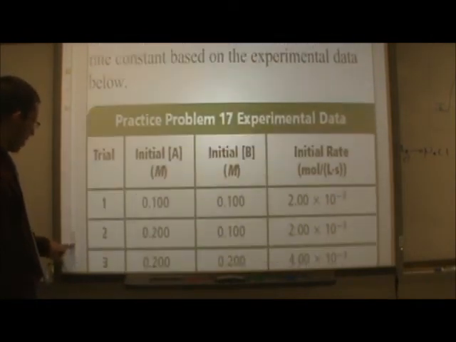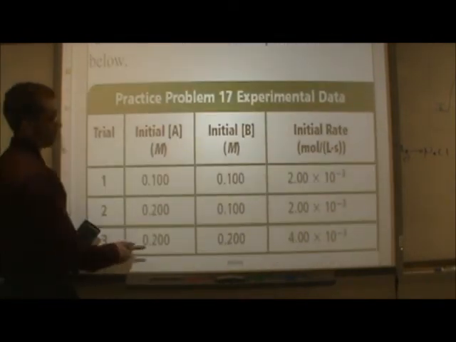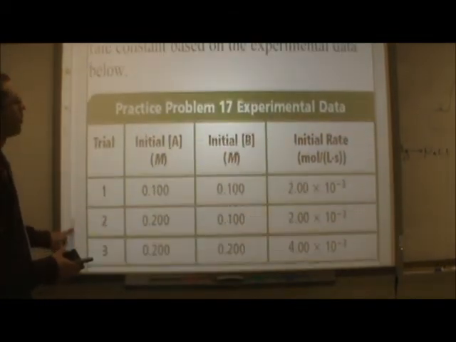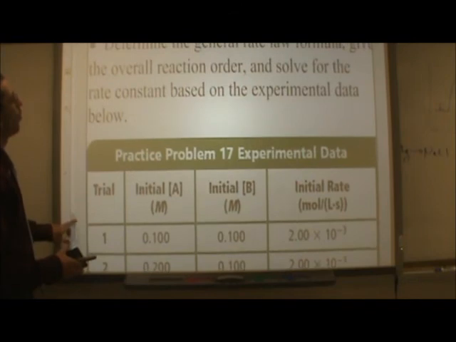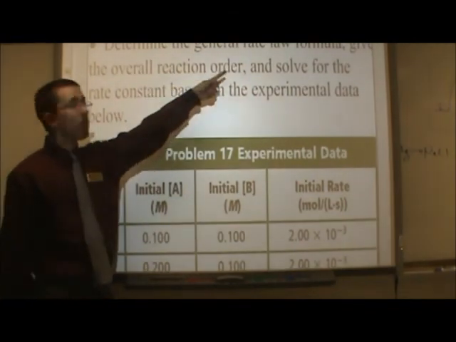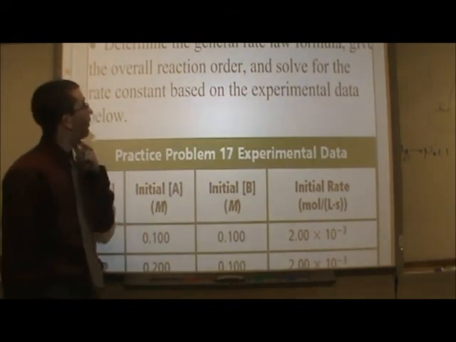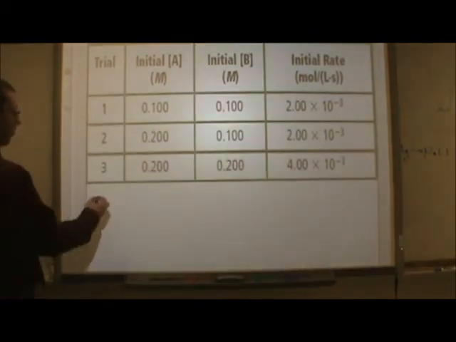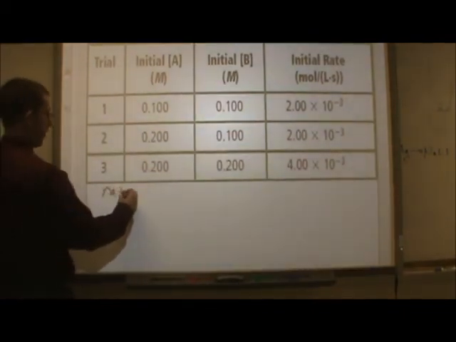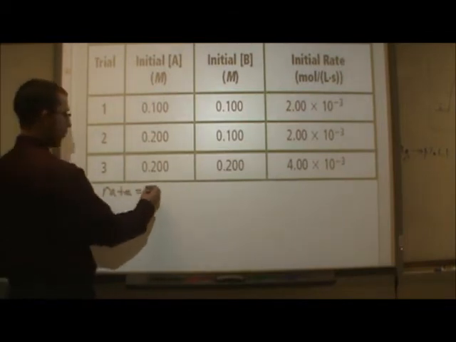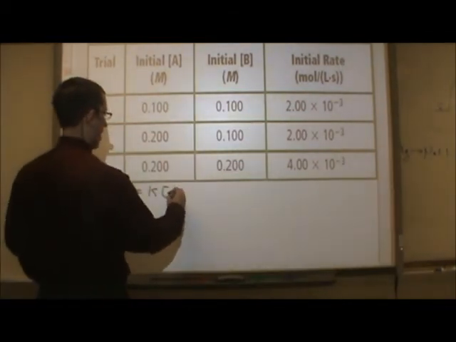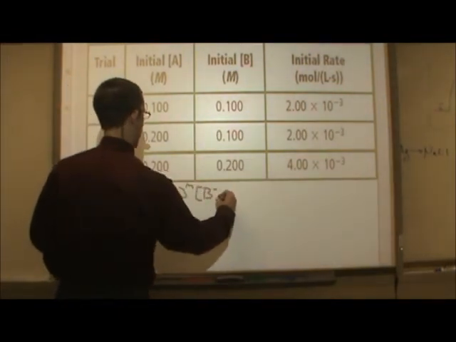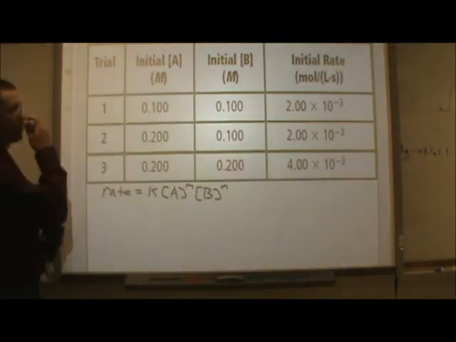Based on all that, we might as well do one more problem here. This is asking the same thing that you'll see with your worksheets. What we want to do is write the formula, reaction order, and then solve for the rate constant. So rate is equal to K times A to the M power B to the N. Let's look at some of these.